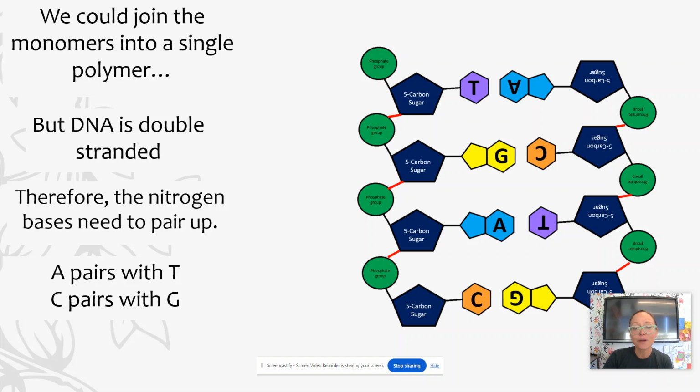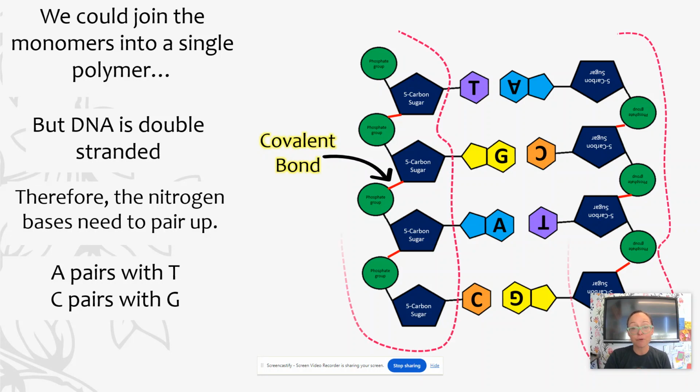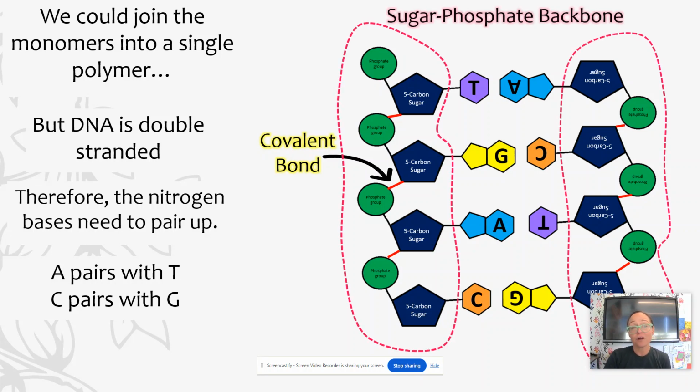Now, let's go ahead and talk a little bit about the structure of a double helix. What I see here, I put red lines to help point out the covalent bonds that exist between sugars and phosphates. So the phosphate group of one nucleotide is covalently bonded to the sugar of the next nucleotide. Now, these outer parts of the double helix are called the sugar phosphate backbone.